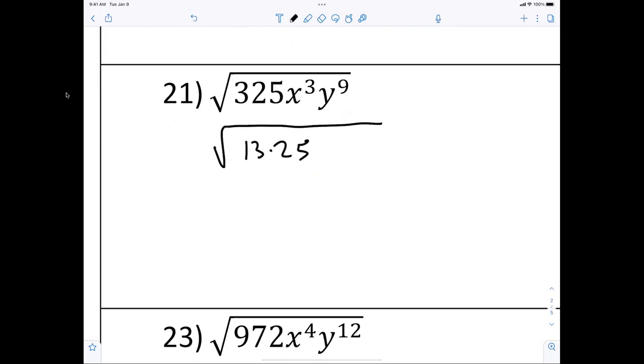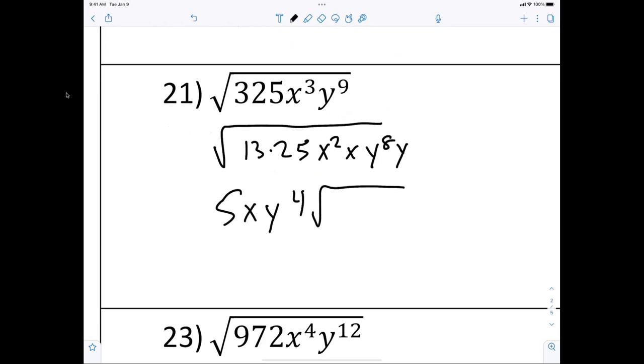13 times 25, 13 times 25. x squared, x. Good. y to y. Okay. 5x, y to square root 13xy. You're amazing. Anybody have any questions with that? Very nice. Very nice work.